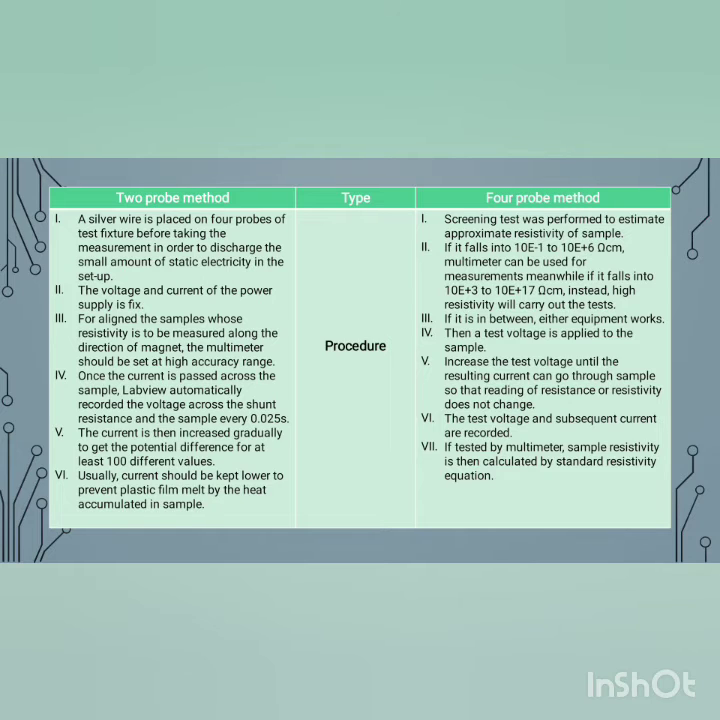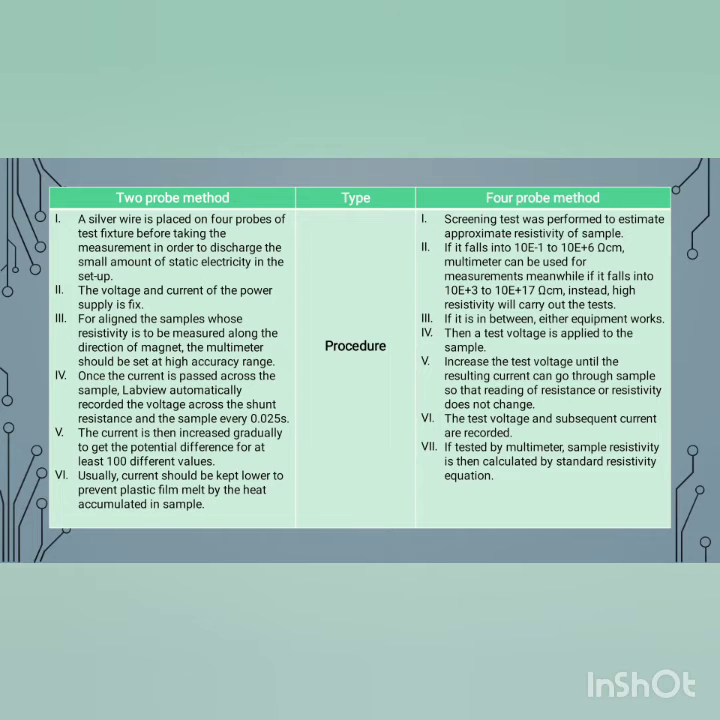For the 4-probe method, a silver wire is placed on the 4 probes of the test fixture before taking the measurement in order to discharge the small amount of static electricity in the setup. The voltage and current of the power supply is weak.